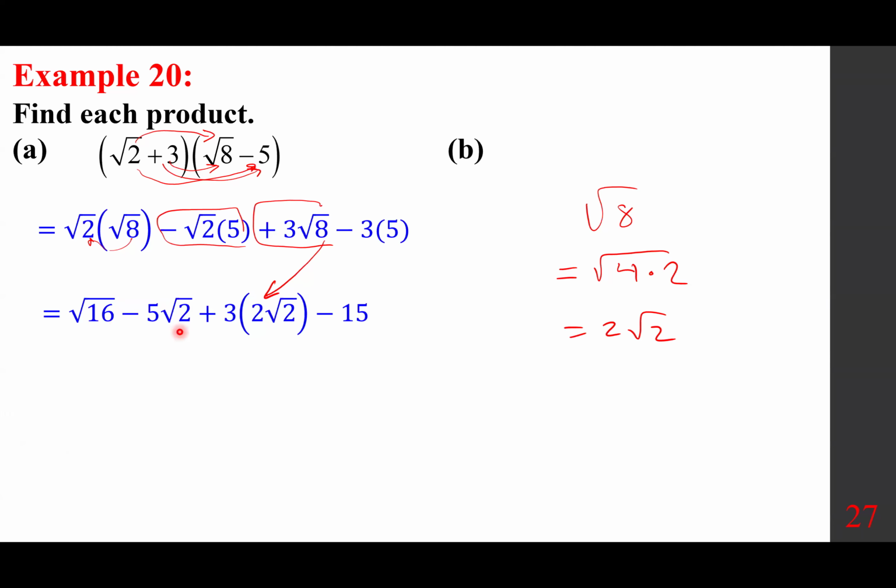This is 4. This doesn't change. This becomes 6 square root of 2. This doesn't change. 4 and negative 15, they add up to negative 11. Minus 5 of that, positive 6 of that, these two add up to positive 1. So positive 1 square root of 2, or simply 1 square root of 2, or just square root of 2. You don't have to write the 1 here. Okay. So that's pretty straightforward, everybody.